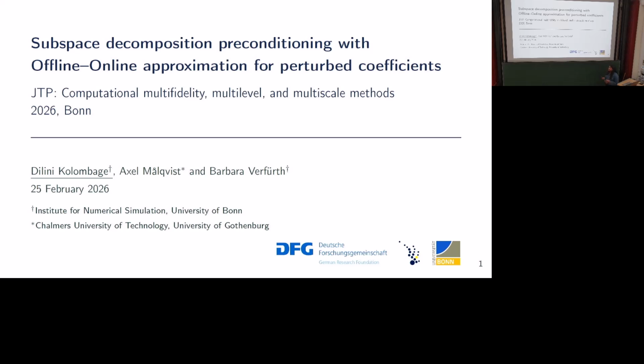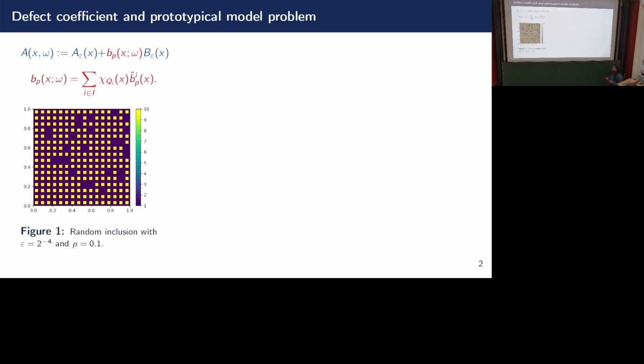In this talk, I will present an offline-online preconditioning framework for diffusion problems having randomly perturbable multiscale coefficients. First, the introduction: let me introduce our problem right away and then explain what motivates this study. The image you see here is an example of the type of multiscale coefficients we are interested in.